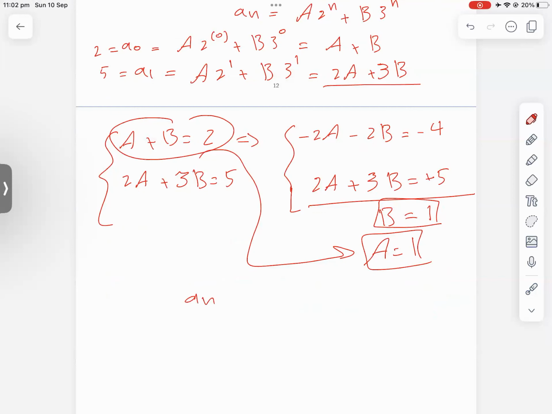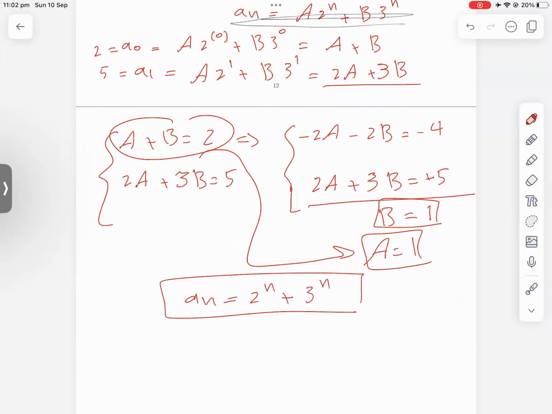So a_n is a times, have a look here, a is 1, so 2 power n plus 3 power n. So we can obtain the recurrence relation explicitly. Let's have a look at part B.